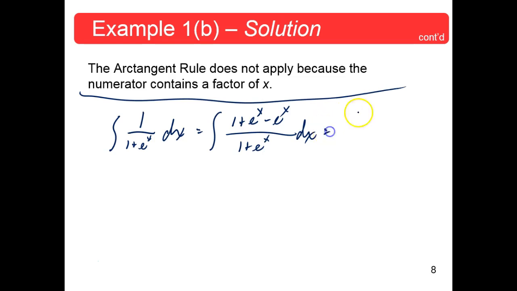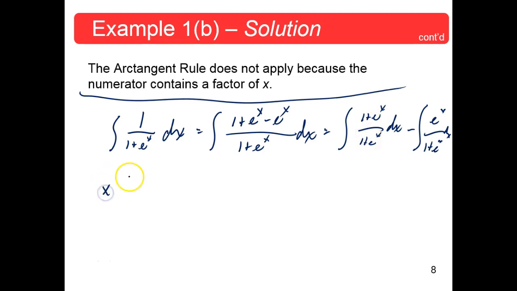So this will be the integral of 1 plus e to the x over 1 plus e to the x dx, minus the integral of e to the x over 1 plus e to the x dx, if you can read my writing. What's this one? The first one is 1. Yeah, so that integrates to be x. Minus, what does that one do?